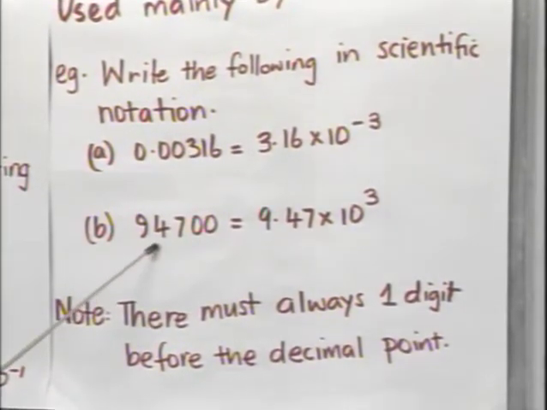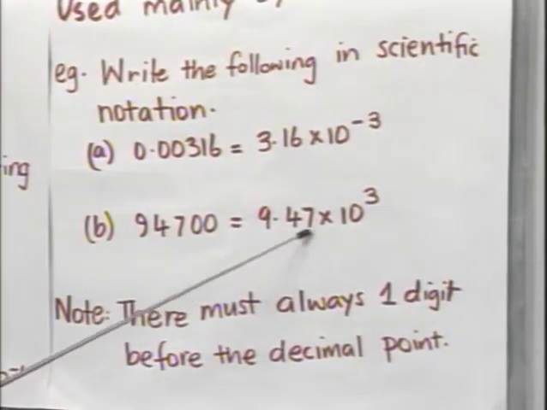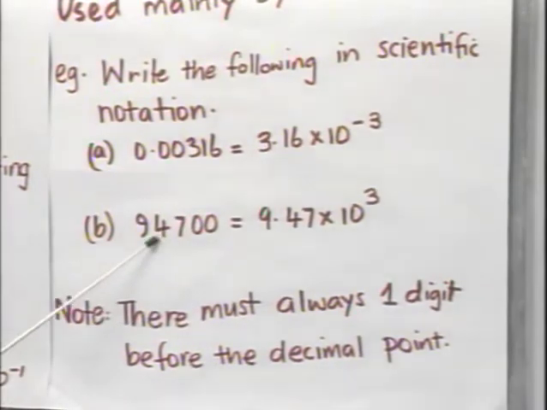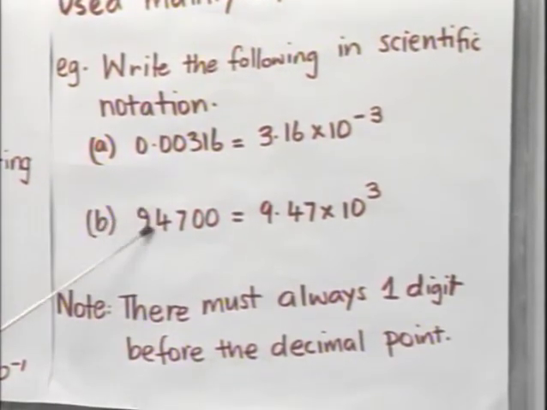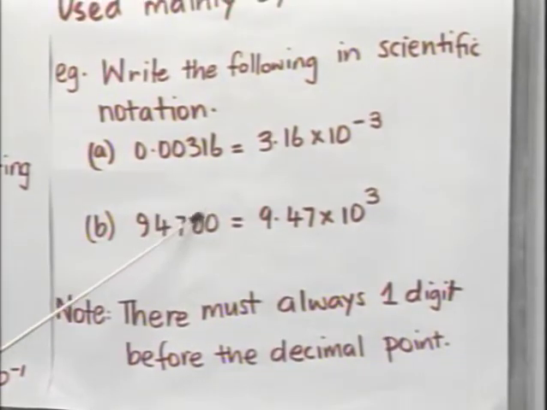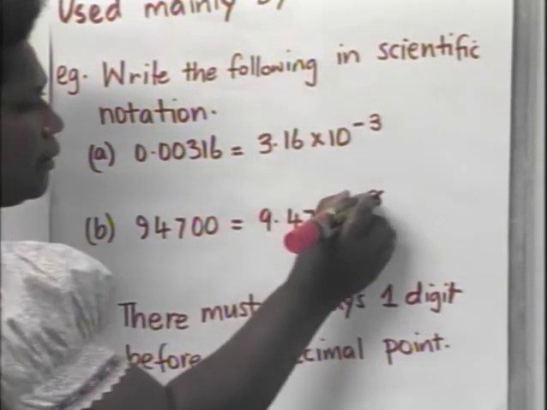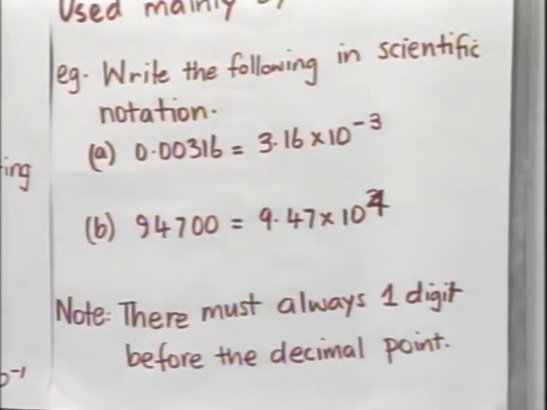Number 2, 94,700 to scientific notation is 9.47 times 10 to the power of 3, because if the decimal point is here, then you're going to go, or it should be 4. 1, 2, 3, 4. What a silly mistake. Okay, it should be 4 and not 3.